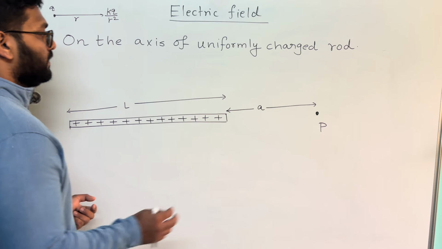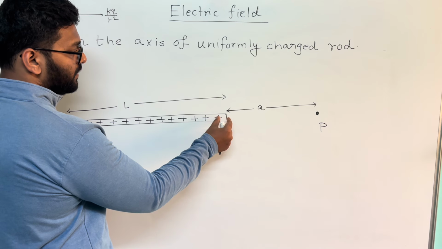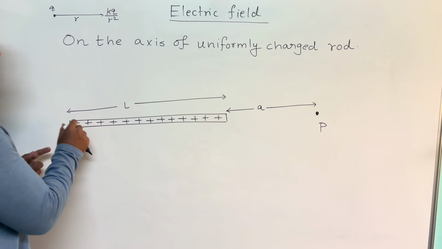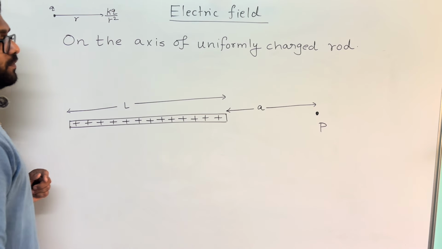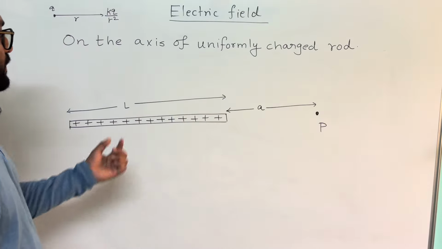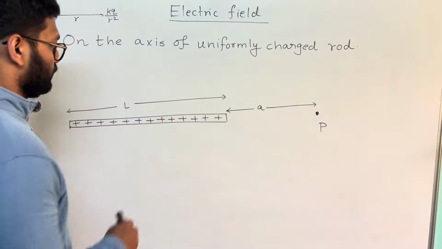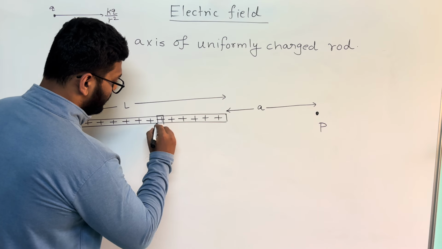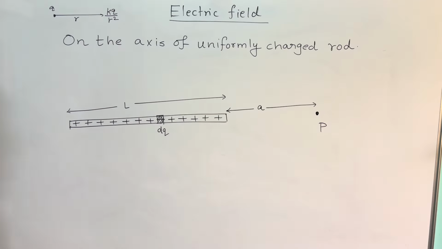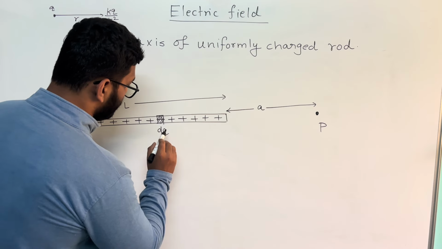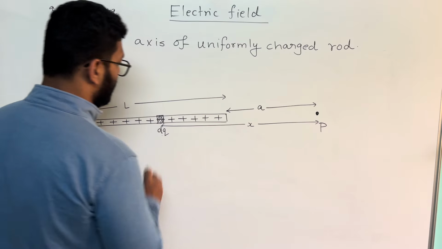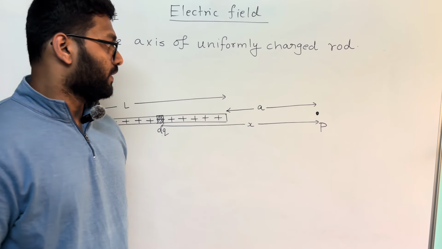And the electric field due to the charges which are closer to this point P will be higher compared to these charges. These charges will not have the same electric field at point P as that of these charges. So to do this, we have to take a small element of charge dq. Let's call this element here dq. Let's say this dq charge is at a distance x from point P.